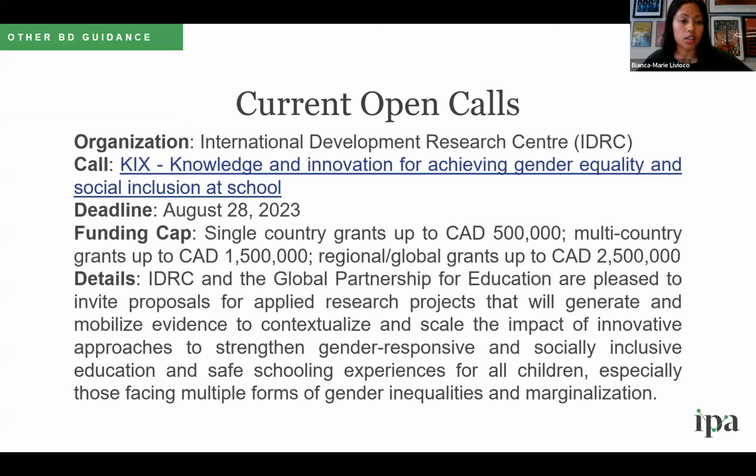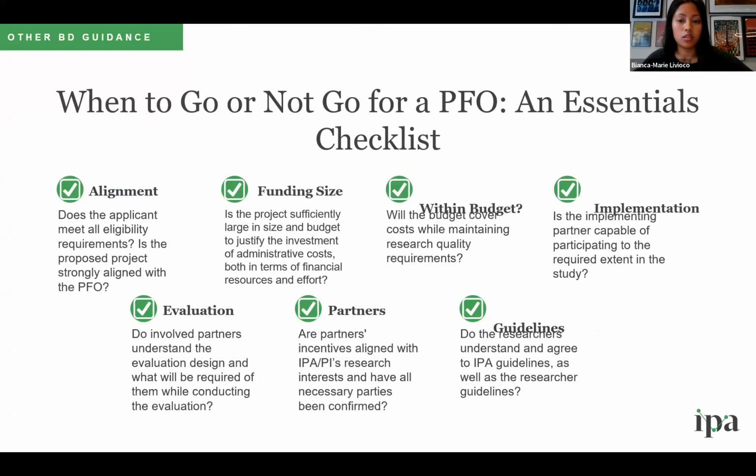And this last one here is IDRC's Knowledge and Innovation for Achieving Gender Equality and Social Inclusion at School. The deadline for this is August 28th. Again, this one does have multiple funding caps here. And feel free to check out more information on all of these given the links after this is shared. Next slide, please.